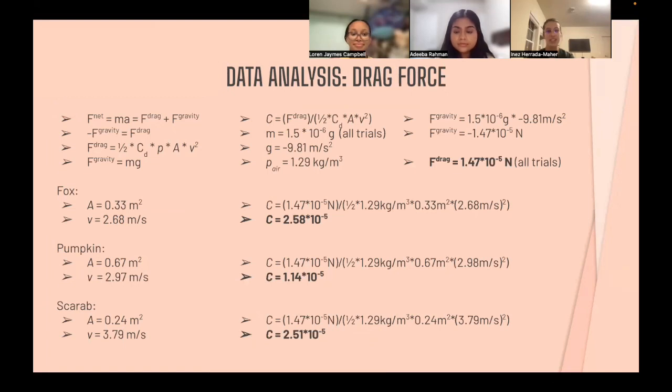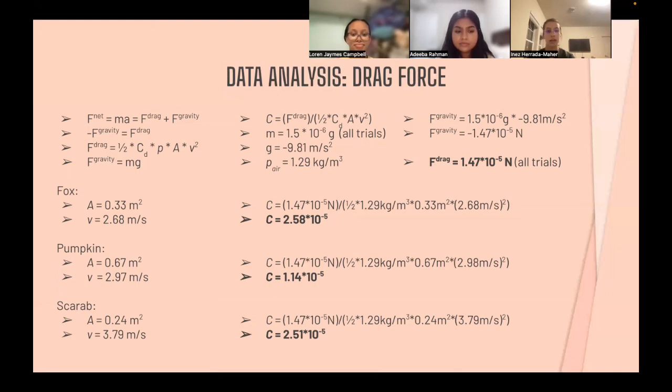Continuing with our data analysis, because the acceleration during terminal velocity is equal to 0, we know the net force is equal to 0, while also being equal to force drag plus gravitational force. So we were able to set negative force of gravity equal to force of drag. And from there, by using our constant mass and the acceleration of gravity, we could calculate the force of gravity and therefore the force of drag for all 3 trials. And then using our known values, we were able to calculate the drag constant for each of the 3 origami pieces.